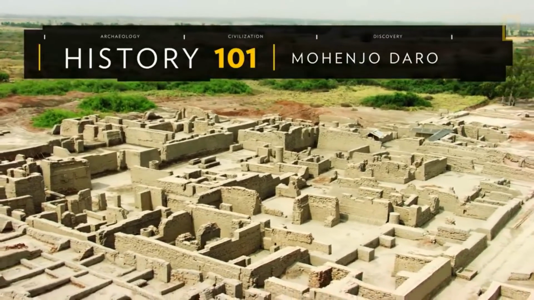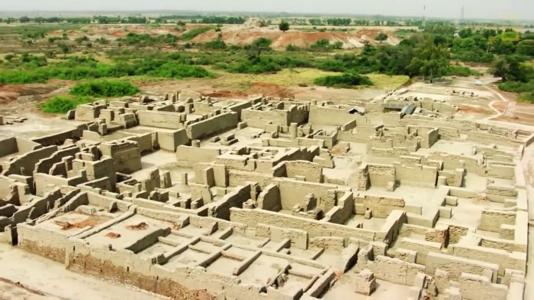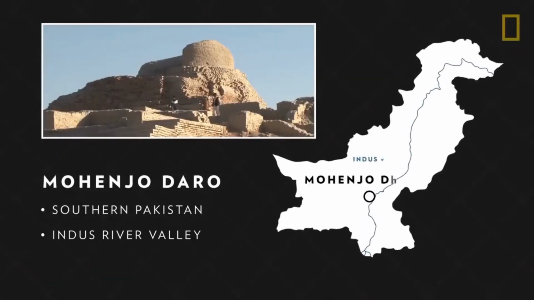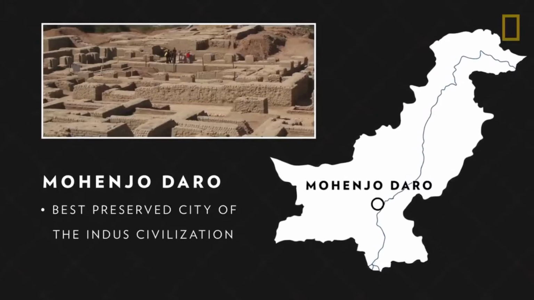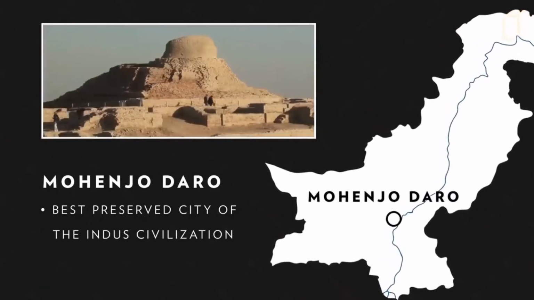The ancient city of Mohenjo-Daro is one of the first urban centers in human history. Nestled in southern Pakistan's Indus River Valley, Mohenjo-Daro is the largest and best preserved city of the Indus civilization, the earliest known civilization of the Indian subcontinent.